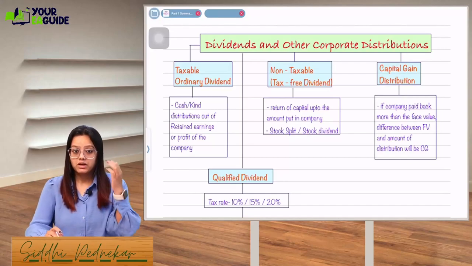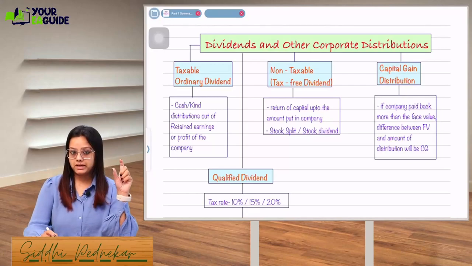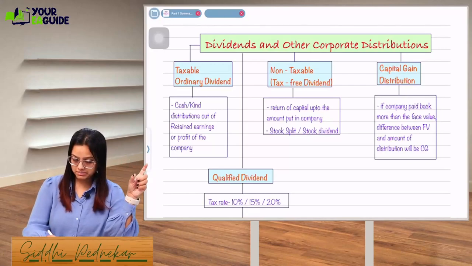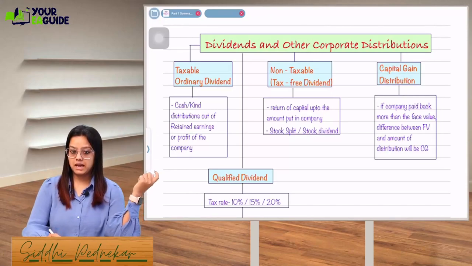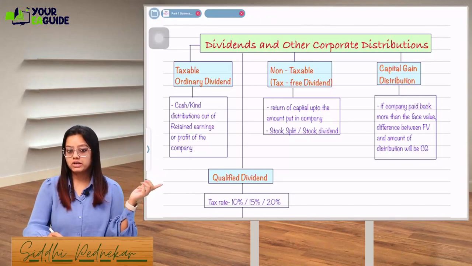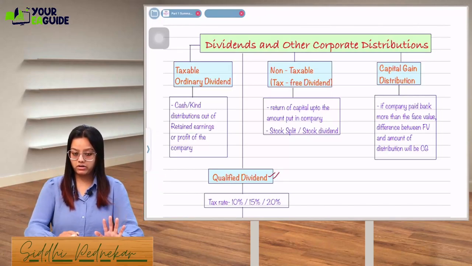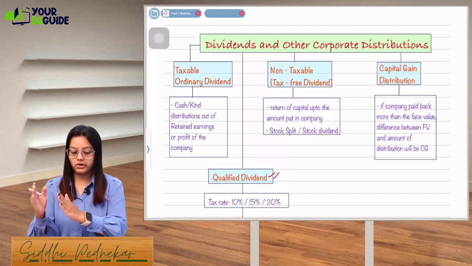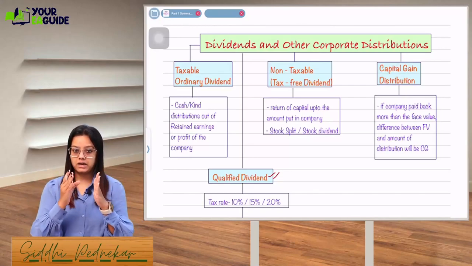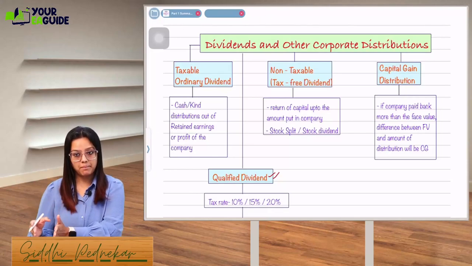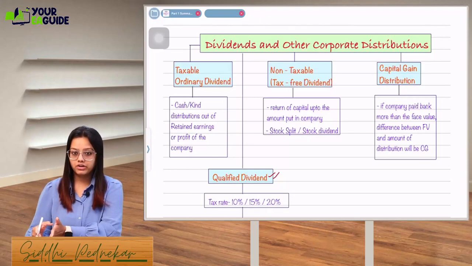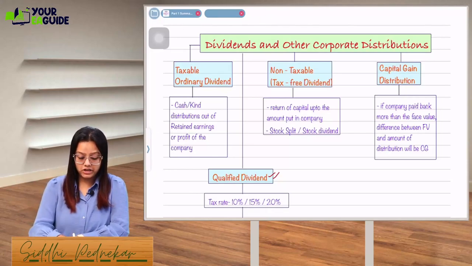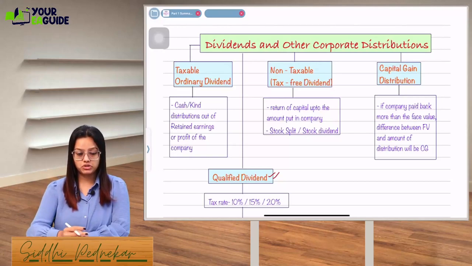Okay, see, a dividend will be taxable or non-taxable, or it can be considered as a capital gain distribution, or one more is a qualified dividend. This we will do later. First, let's do the first three points. Either it can be taxable, or non-taxable, or there can be a capital gain distribution on the dividend. When will it be taxable? When you receive a cash or in-kind distribution out of the retained earnings.